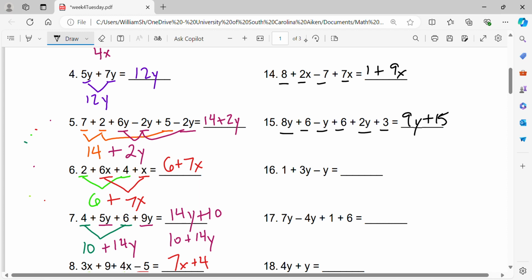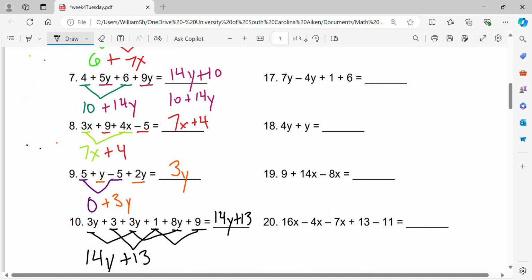16. 1 plus 3y minus y. Okay. I have no other constant to combine the 1 with, so it stays the same, just a 1. 3y minus y is 2y. Good to go.